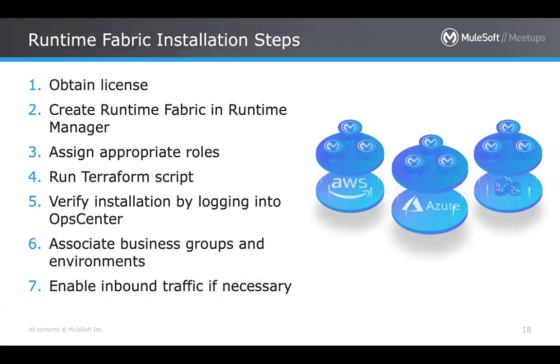So a couple things to point out here is that number 4 is actually where you install your Runtime Fabric. And that's right in the middle of all these installation steps. So you notice that steps 1 to 3 is really preparing for your actual installation. So you want to obtain your licenses and create your Runtime Fabric and Runtime Manager and assign appropriate roles and gather all those assets that you need to actually run your installation.